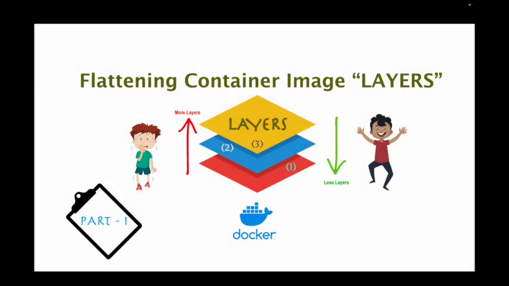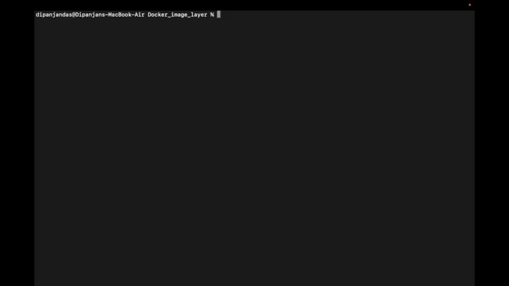Today we will discuss container image layering and the flattening process for it. So let's get started. First we will understand what is the meaning of layers. For that, first I will pull one image, say an Ubuntu image, from Docker Hub.